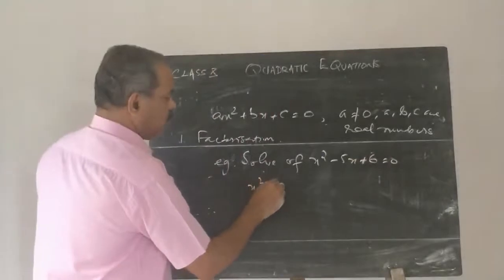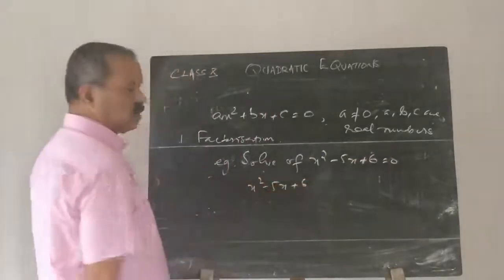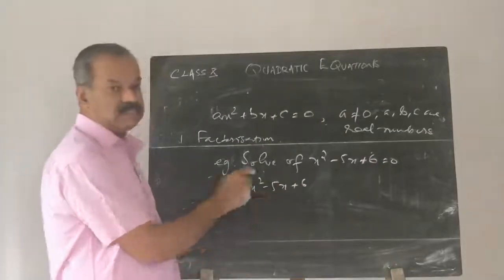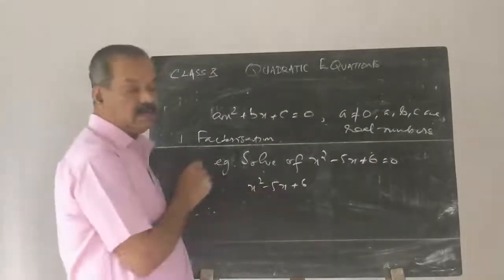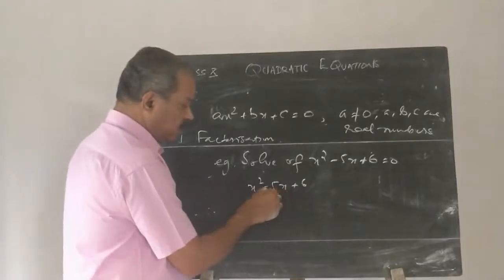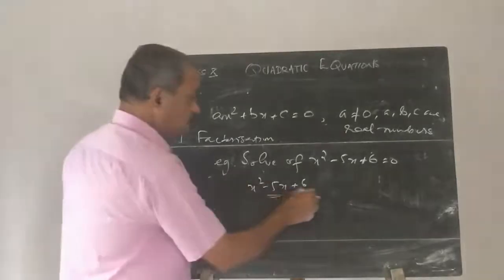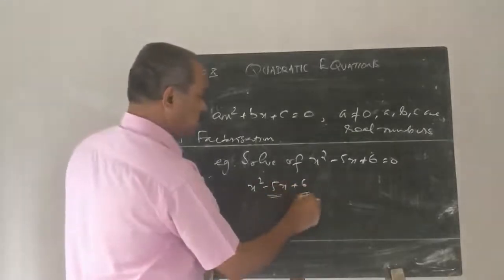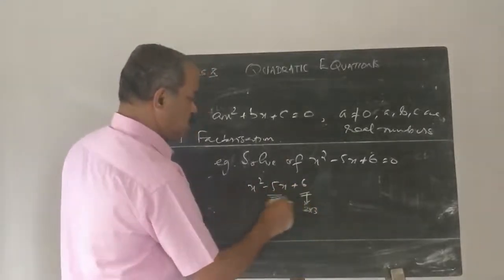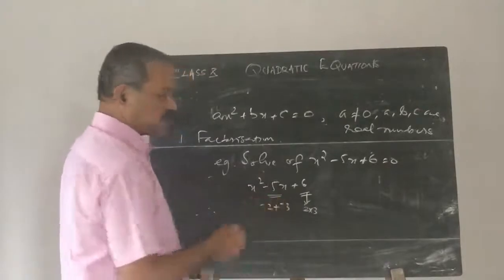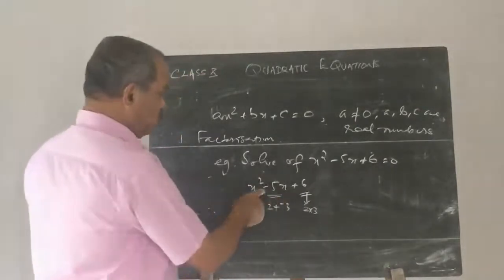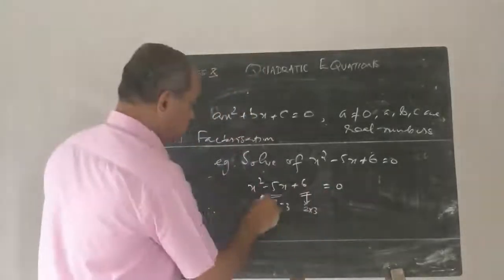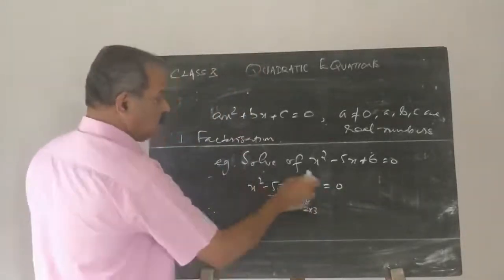X square minus 5x plus 6 is a quadratic polynomial, and we know how to factorize this by splitting the middle term. Sum minus 5, product 6 into 1, 6. The 2 factors are 2 and 3. So minus 2 plus minus 3. So x square minus 5x plus 6 equal to 0 can be written as, what are the factors of this left hand side?